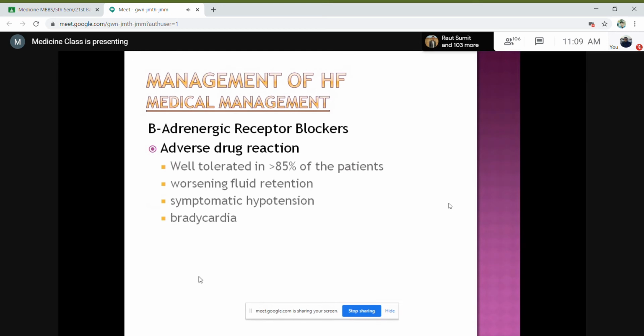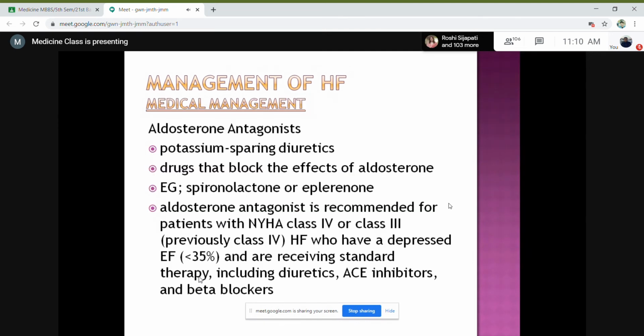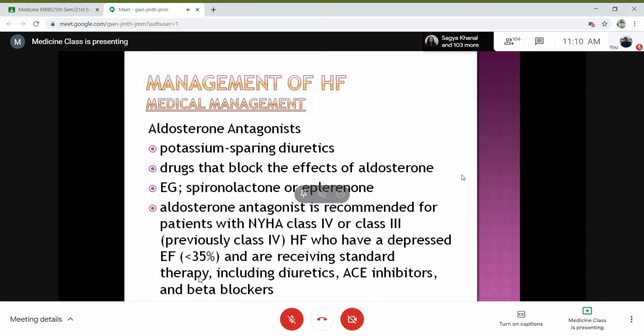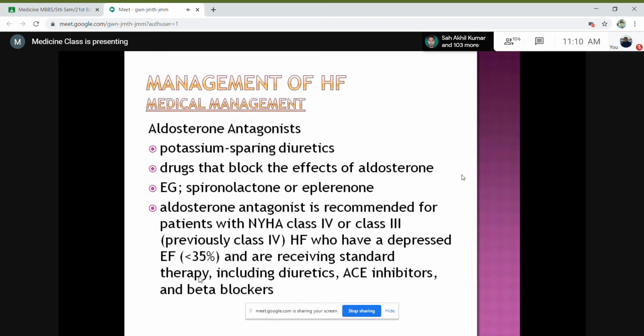Okay, you have to be careful regarding the adverse drug reactions. It can cause fluid retention, symptomatic hypotension, and bradycardia, but around 80% of the patients tolerate beta blockers quite well. Okay, so the other group of drugs: aldosterone antagonists. These are the potassium-sparing diuretics that affect aldosterone: spironolactone and eplerenone. These are the drugs that are in use.